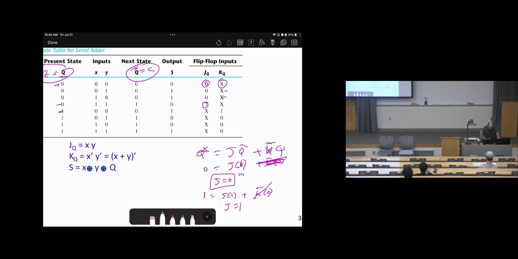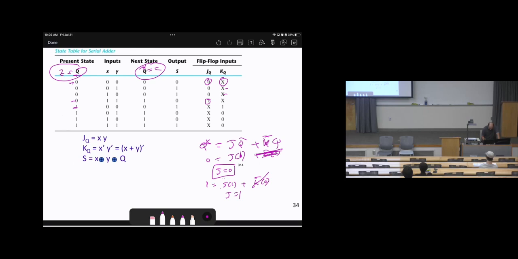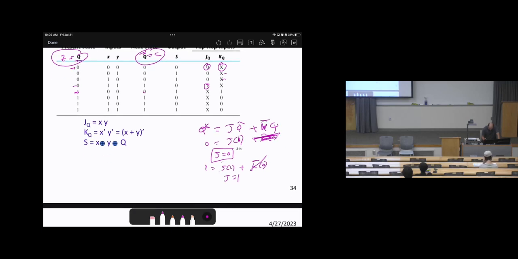Then let's talk about this one. Q star is 1, Q is 1. So here the present state is 1 and the other is 0. J times 0 plus K bar times 1. Therefore, we realize K bar equals 0, then K will equal 1. That's what we got. And J, since it has been removed, it's don't care.